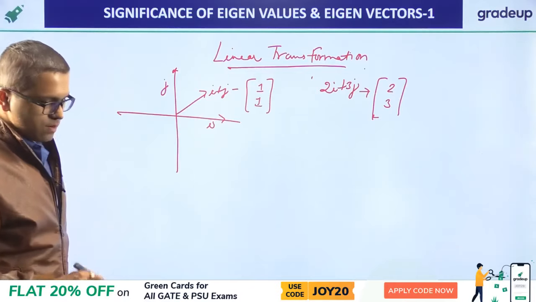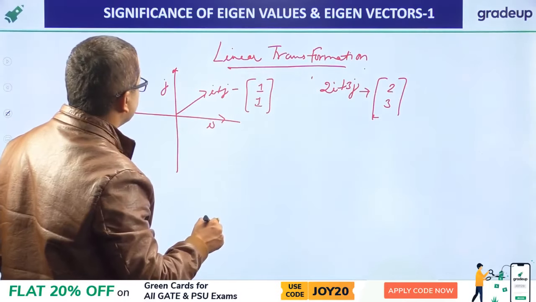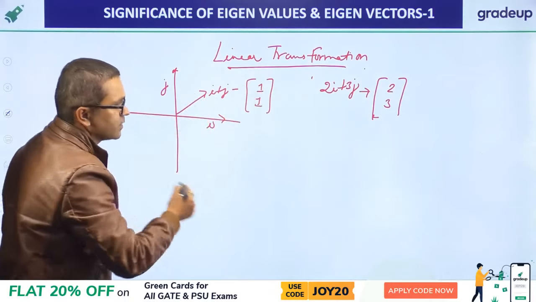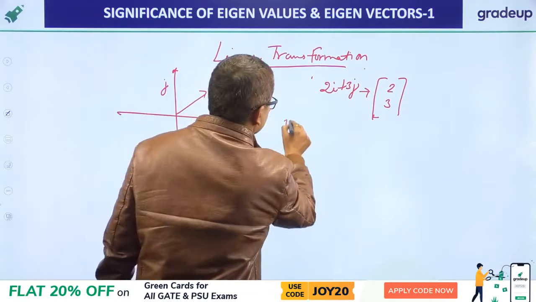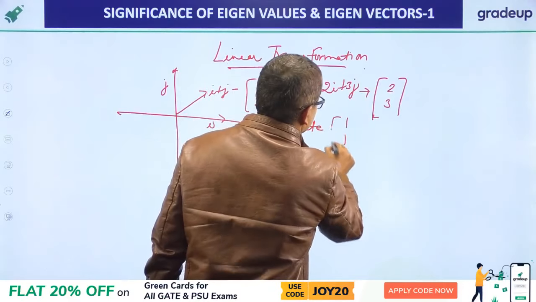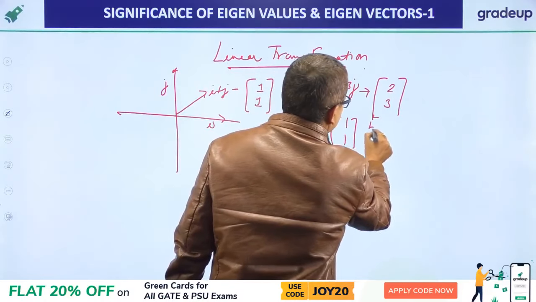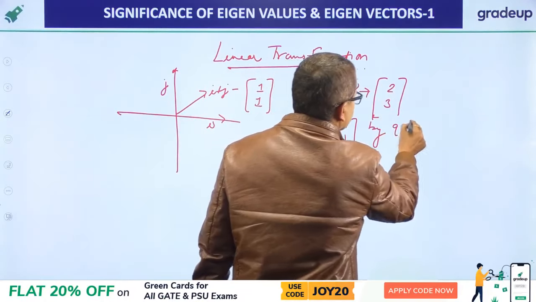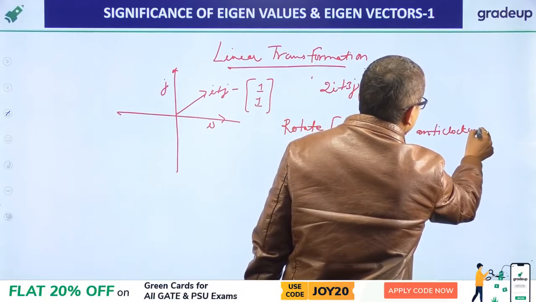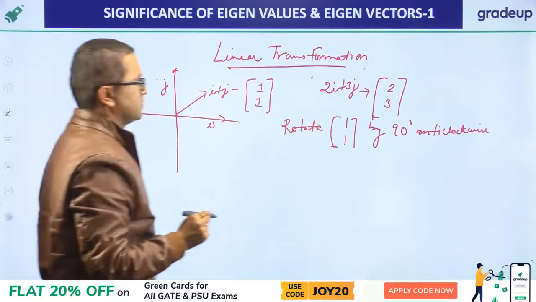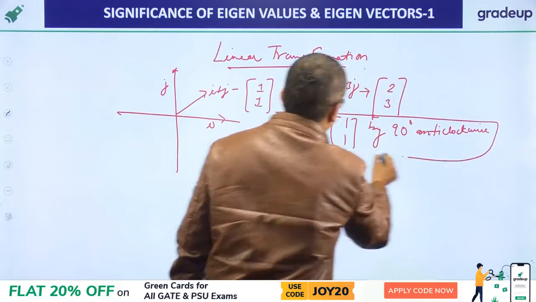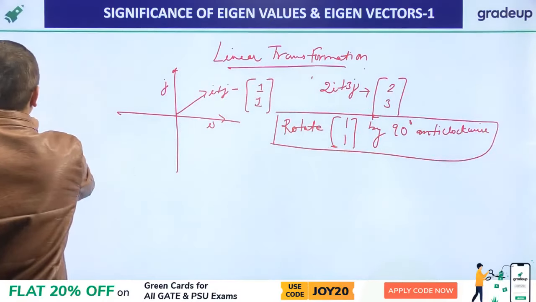Fine. Now, what we are going to do is rotate this vector by 90 degrees anti-clockwise. This is what we are trying to do.